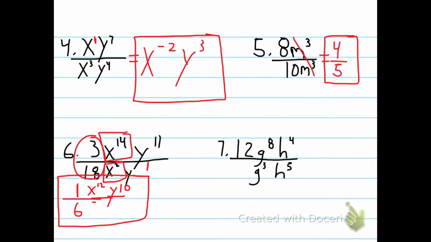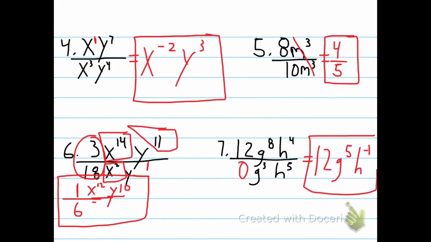The reason why you have to put these exponents on the top of the fraction is because these have more exponents than the bottom ones. For number 7, there's a 0 right here, so it's just 12. And then 8 minus 3 is 5. And then you get a negative 1, which we will learn how to turn into positive numbers later.